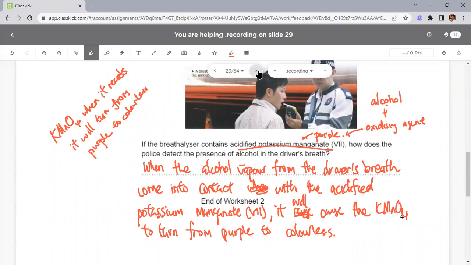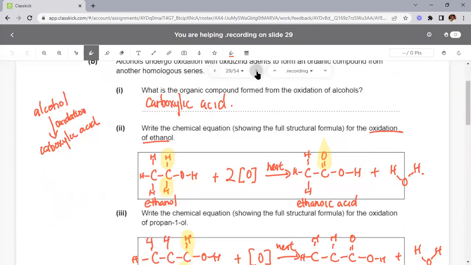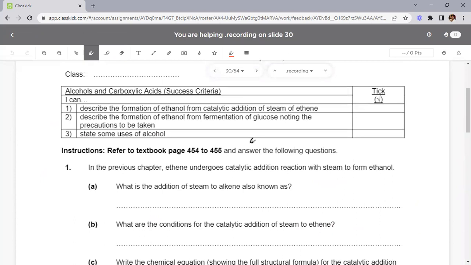So let's go on next, page 30. We have gone through the reaction already. We're going to look at how we can obtain alcohol. This is the last page we're going to go through for today. There are only two main reactions that alcohols undergo, which are combustion and oxidation. Now we're going to look at how we can obtain ethanol from the catalytic addition of steam to ethene. This one we've covered in alkenes. Second, we're going to learn a new reaction called fermentation. This one is quite interesting because you can do it at home to produce your own alcohol. And the last one, we're going to state some uses of ethanol.